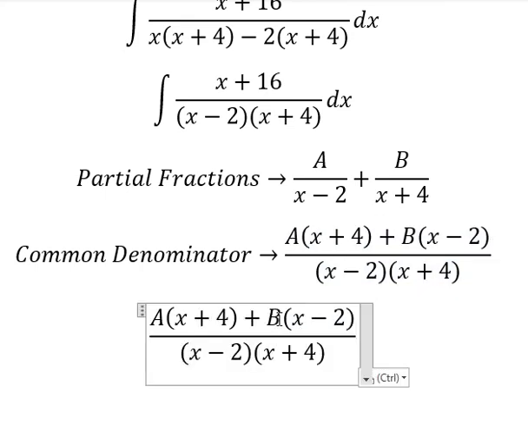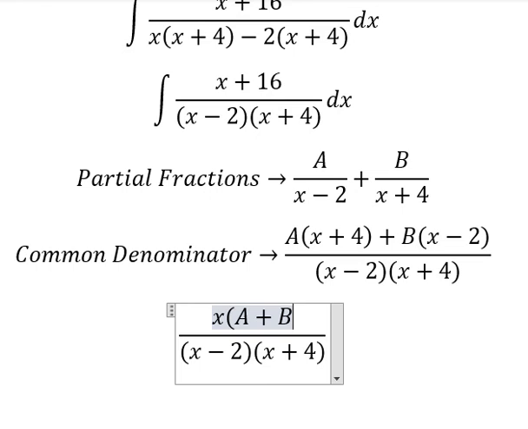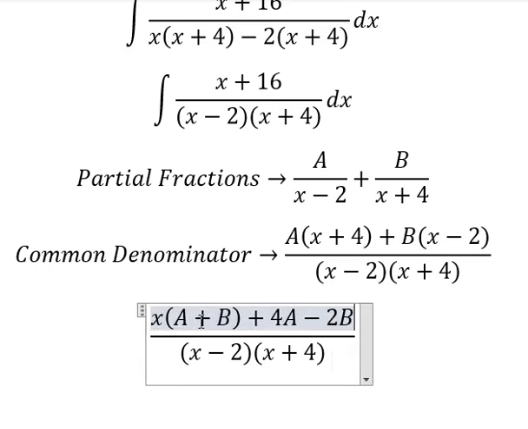Next, we need to arrange based on the terms of s. About s, we have a plus b. About the numbers, we have 4a minus 2b. Now we need to compare coefficients.